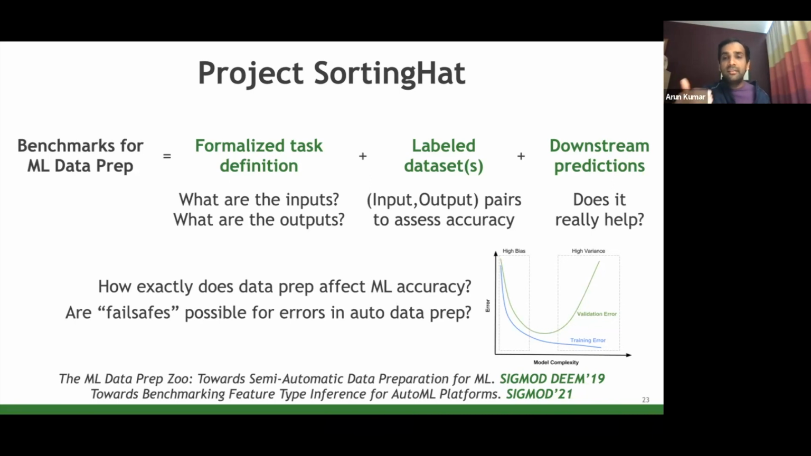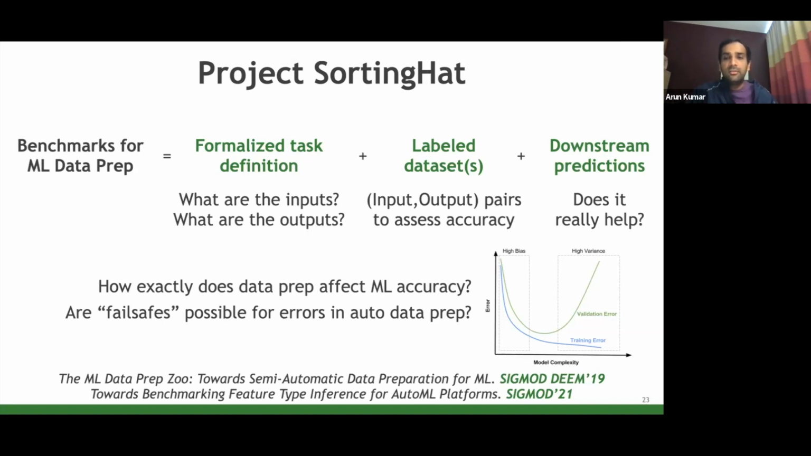And so understanding this in depth can not only reveal the close interaction between data prep and ML accuracy, but it can also lead to interesting new what we call fail-safes for these end-to-end AutoML tools. Like if they know that the error is going to fall this way or that way, they can execute alternative execution paths and build fail-safes to prevent those sorts of downstream failures. So this is sort of a new greenfield space.